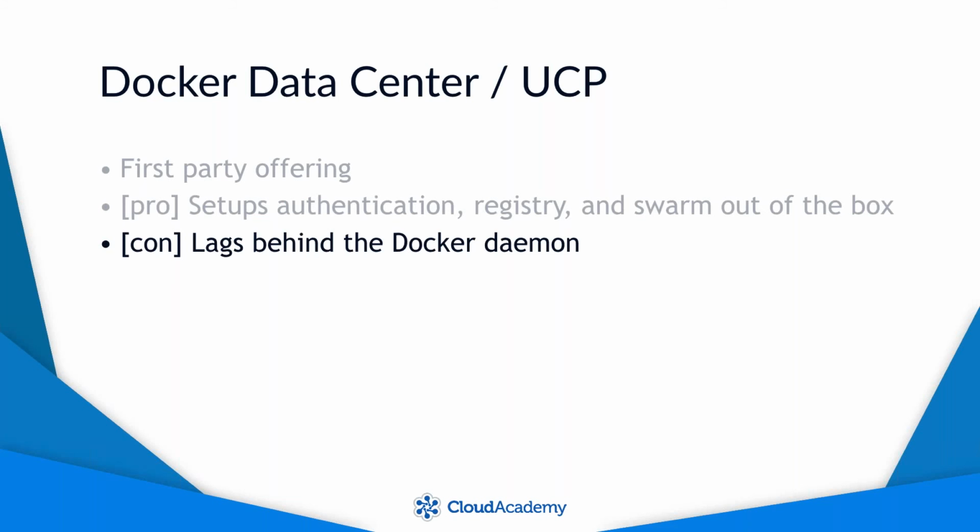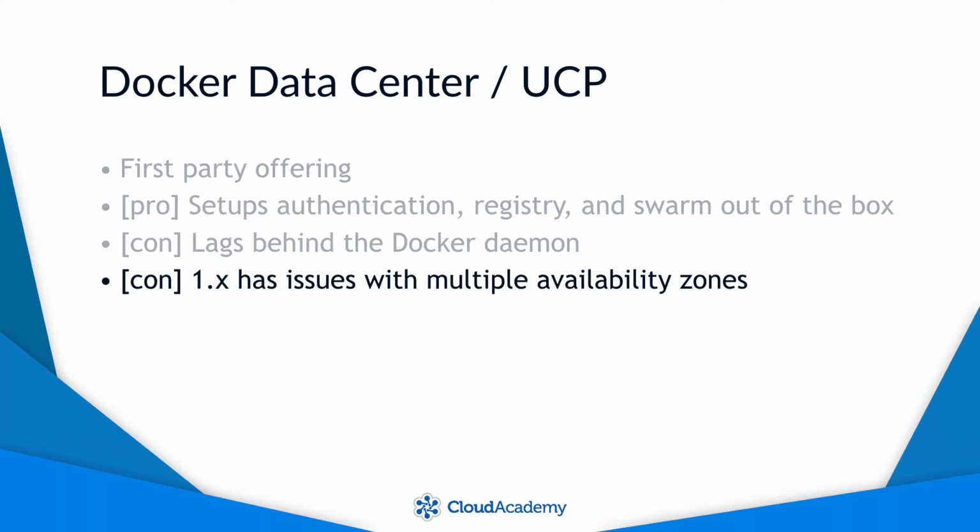So a con that I've noticed is it actually lags behind the Docker daemon. The Docker project is moving very, very quickly, and there's a lot of things happening in the new version of Docker. Given that UCP is a bit older, some of the new features in Docker are not supported directly in UCP. For example, the newest version of Docker Swarm in Docker 1.12 is not used in Docker Data Center. So that will eventually be addressed.